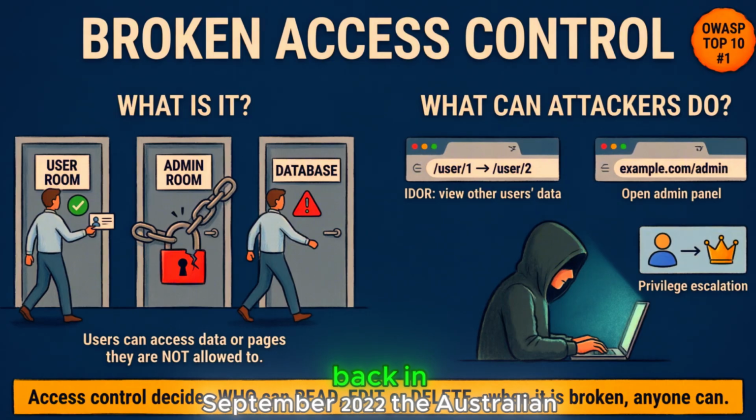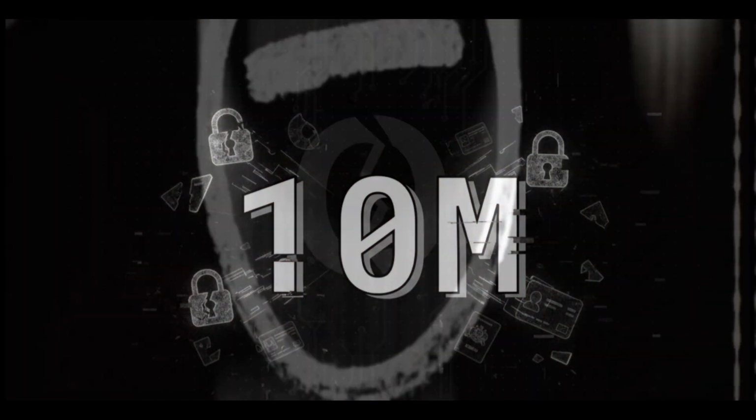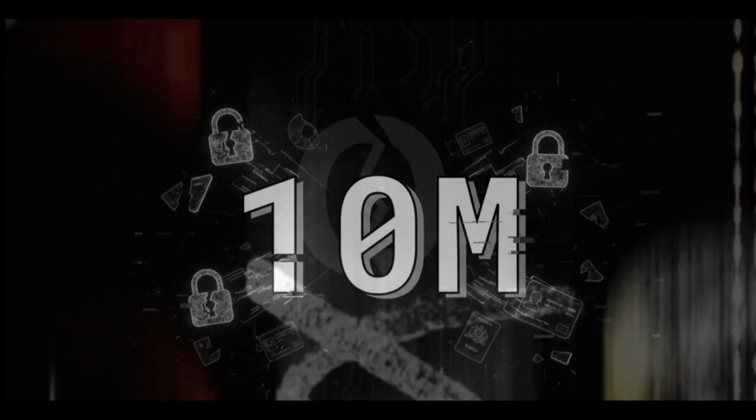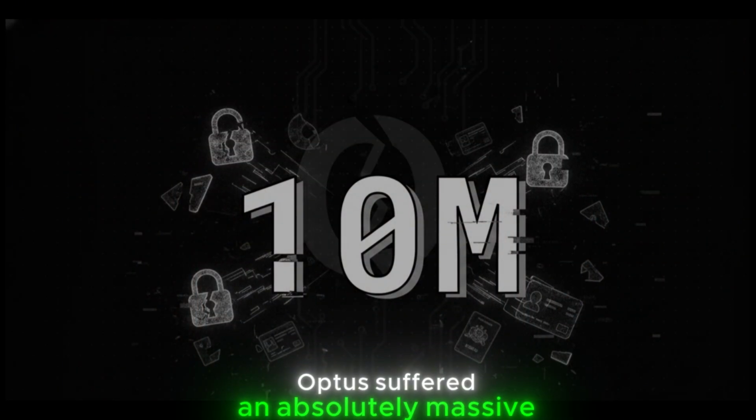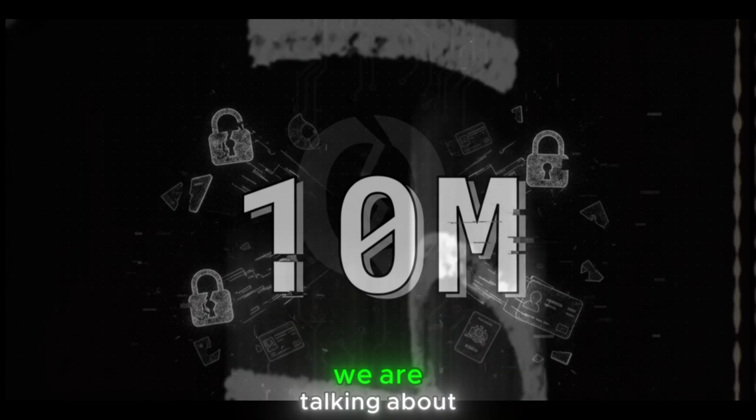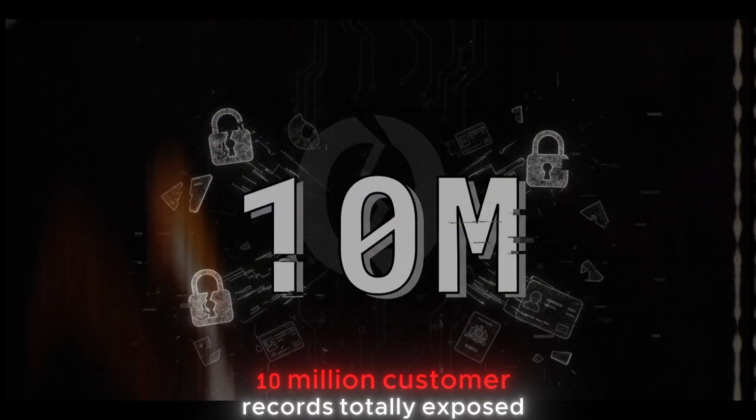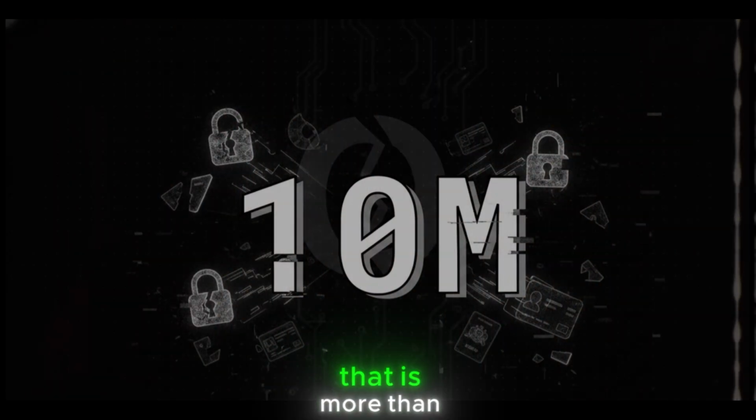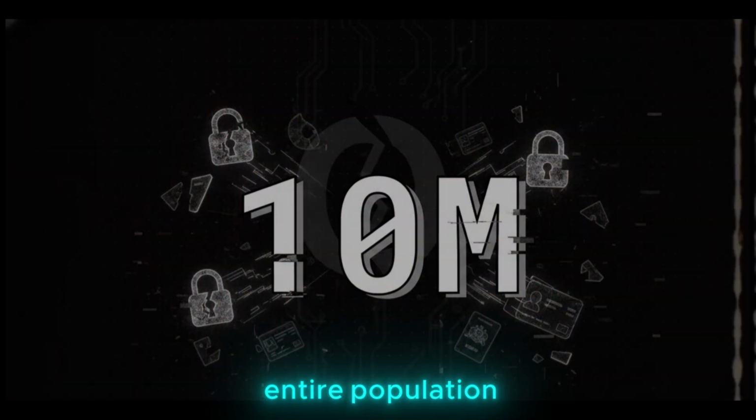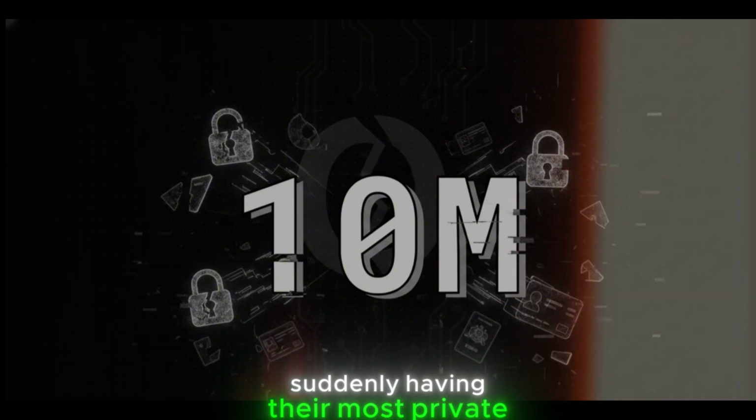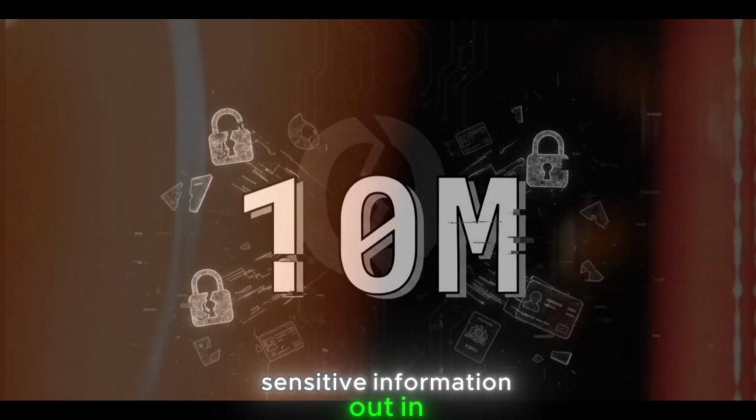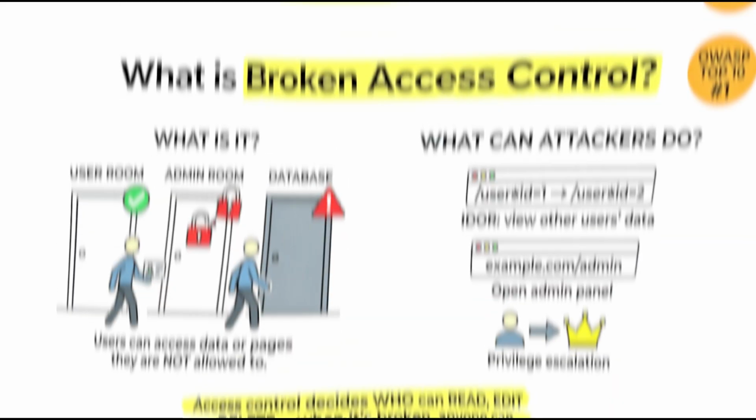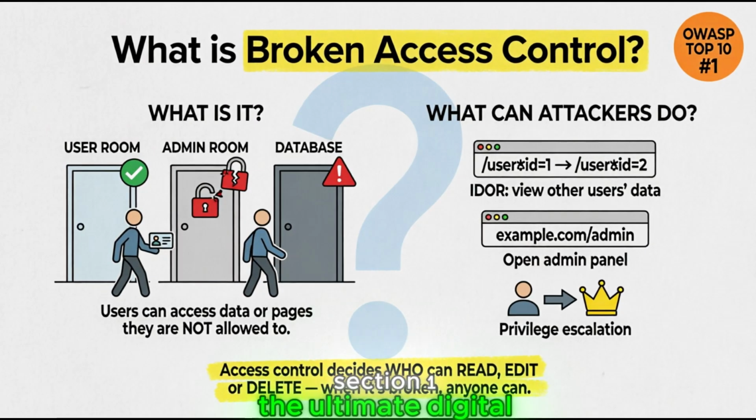Picture this. Back in September 2022, the Australian telecommunications giant Optus suffered an absolutely massive data breach. We are talking about 10 million customer records totally exposed. To put that into perspective, that is more than a third of Australia's entire population suddenly having their most private, sensitive information out in the open. Wild, right? Section 1. The ultimate digital lockpick.